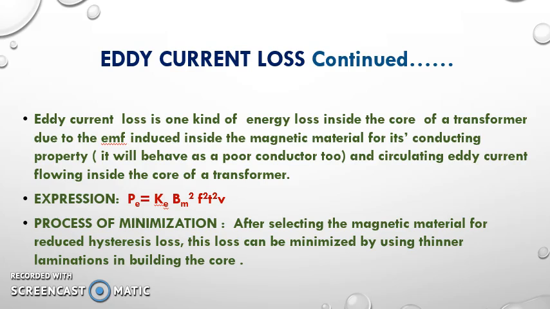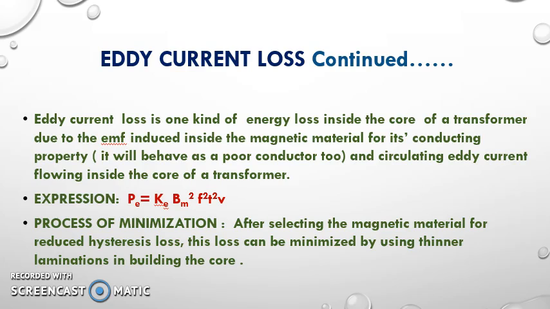Eddy current loss is one kind of energy loss inside the core of a transformer due to the EMF induced inside the magnetic material for its conducting property, and the circulating eddy current flowing inside the core of a transformer. Eddy current is basically due to the conductive nature of the magnetic material.